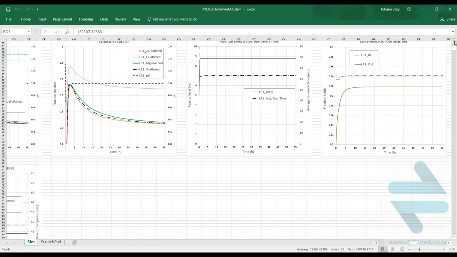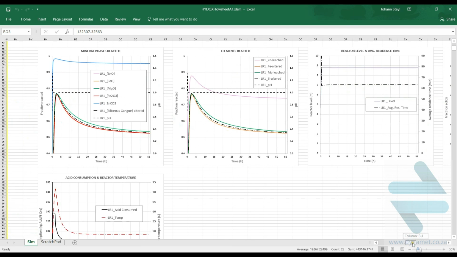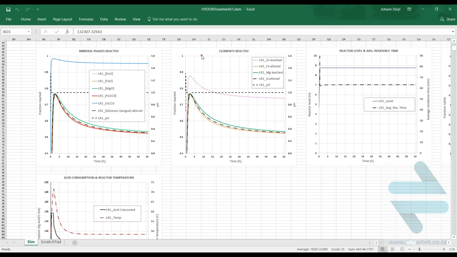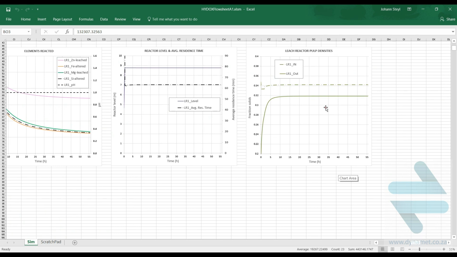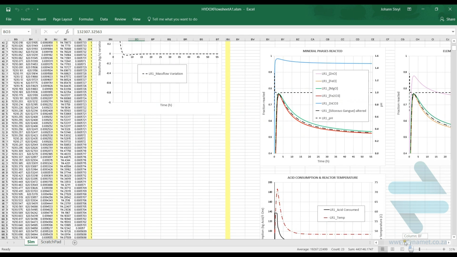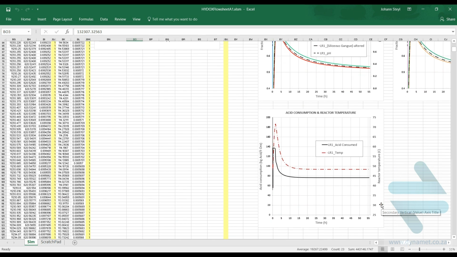Here are also plots of the cumulative mineral phases and elements reacted, and you can see that the pH was nicely controlled at a value of 1. The tank was half full when we started, so this is the level of the slurry overflow pipe, and the average residence time was eventually just over 1 hour. And then we can look at the pulp densities flowing into and out of the tank. Now the acid consumption stabilized out at around about 75 kilogram acid per ton of ore in this tank.